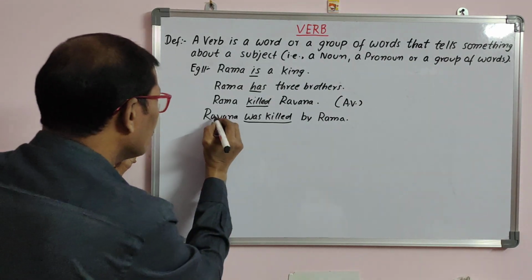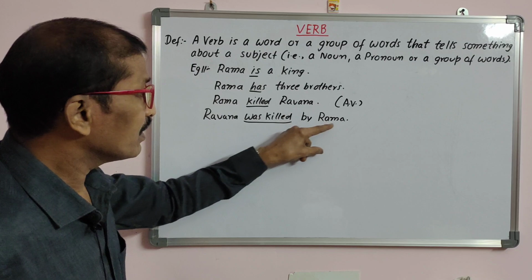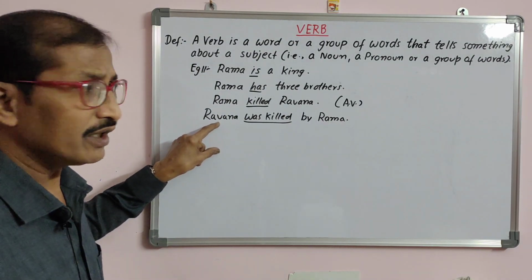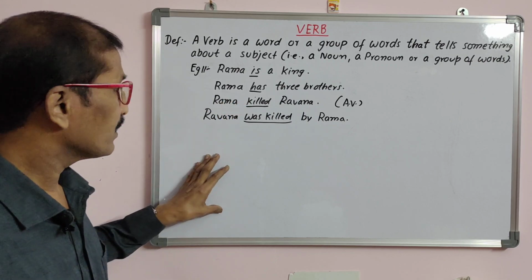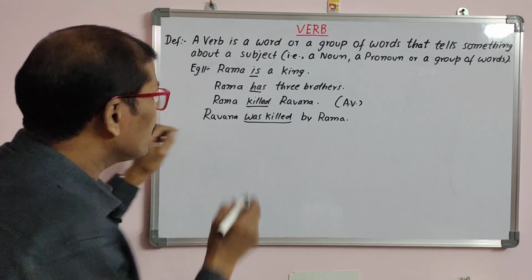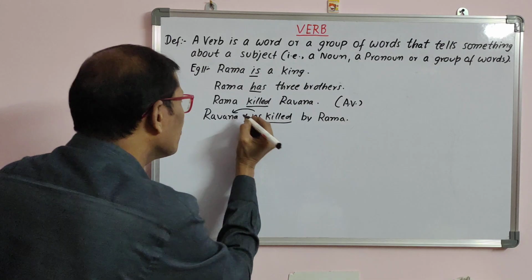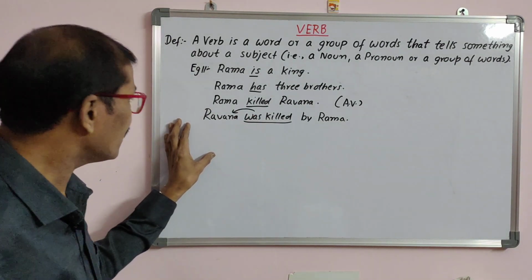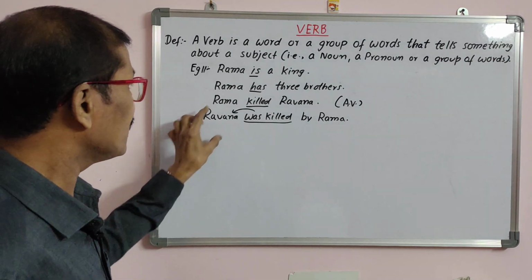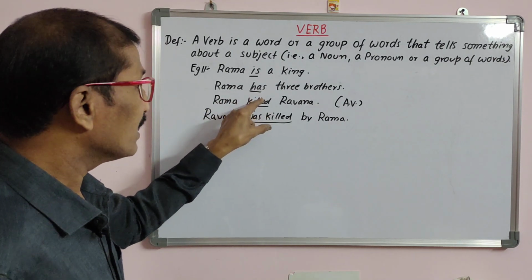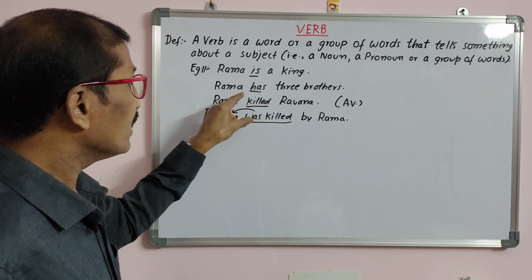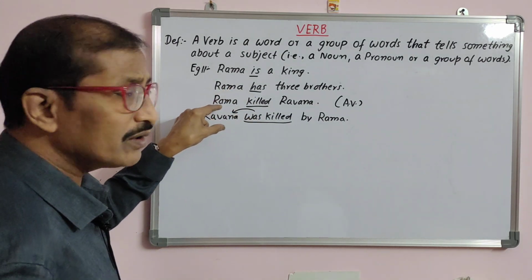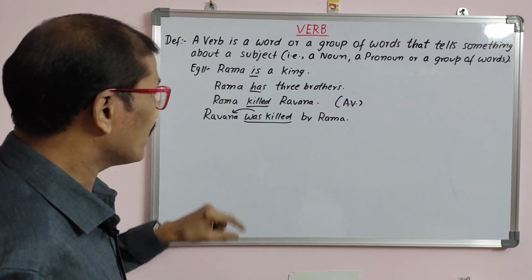And here, Ravana was killed by Rama. Don't get confused. Here the subject is Ravana. Ravana is doing nothing, but something is done to him here. Something is done to Ravana, that is the subject. Here Rama is doing the action. Killed is used to tell the action done by the subject Rama.